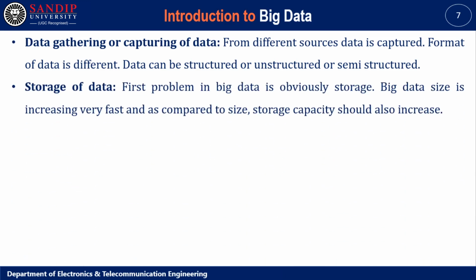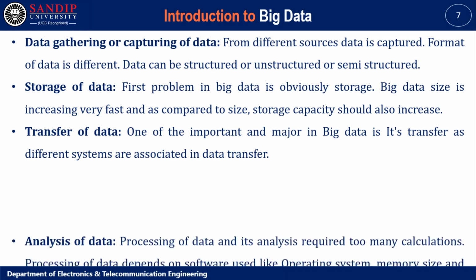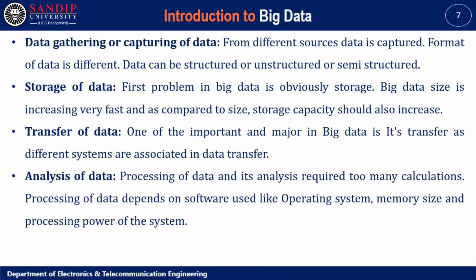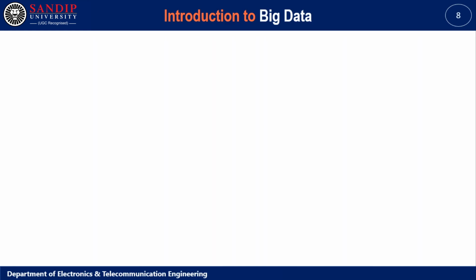Storage of the data. First problem in big data is obviously storage. Big data size is increasing very fast, and as compared to size, storage capacity should also be increased. Transfer of data. One of the important measures in big data is its transfer, as different systems are associated in the data transfer. Analysis of the data. Processing of data and its analysis require too many calculations. Processing of data depends on software used like operating systems, memory size, and processing power of the system. Searching of the data and sharing of the data are also challenges in the big data.